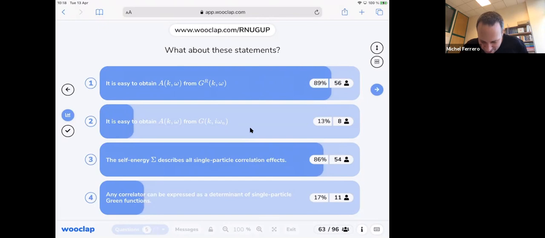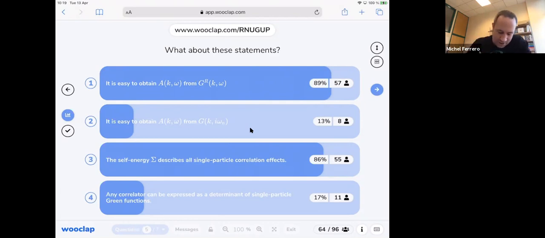Great. That's true. If I had the retarded Green's function, I would very easily obtain A by just taking the imaginary part. It's very hard, as I said, to obtain A, unfortunately, from the Matsubara Green's function. This is the analytical continuation problem. It's a tough challenge, and there's no systematic way to do this precisely on noisy data. If you have an analytical formula, you can always do it, but then you basically already know your spectral function. But if you have G out of a simulation, it's very hard to extract the spectral function.